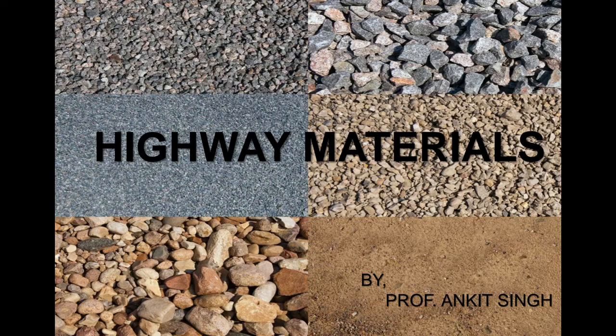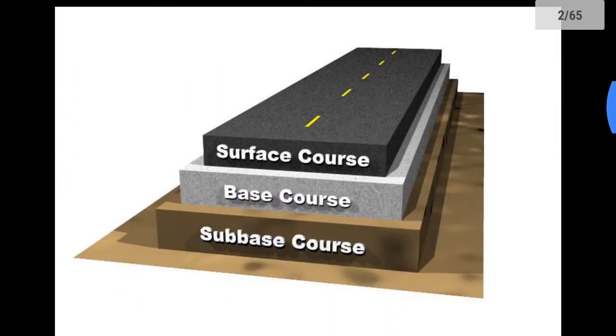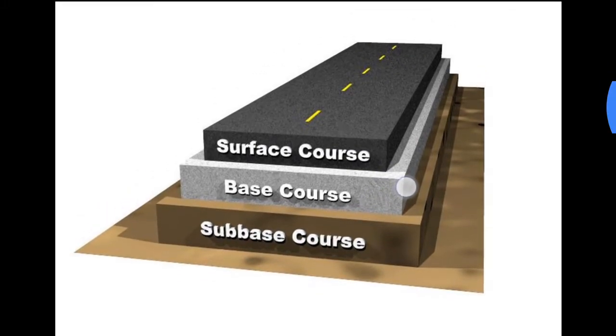We'll now start with a new module, that is highway materials. By now we know that a highway or a road pavement is basically of two types. It might be a bituminous pavement or a rigid pavement. In a bituminous pavement, the binder used is either bitumen or tar, and in a rigid pavement the binder used is cement. In both these types of pavements there are a few layers in a road.